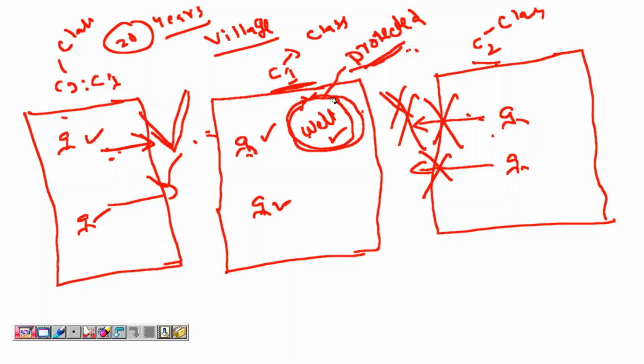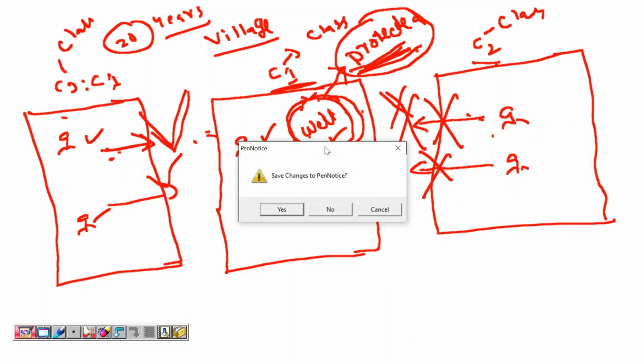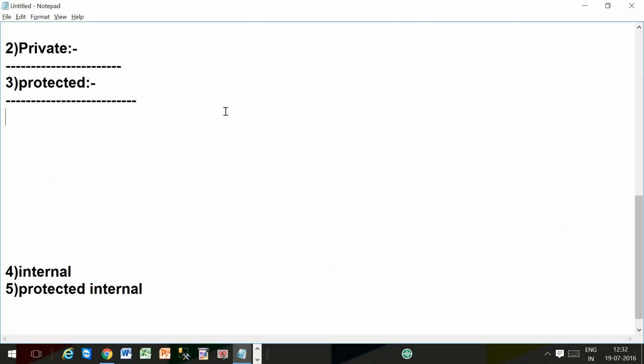So we identified that protected members are those which can be accessed by the current class and the derived class. Our story is complete. These are all generalized examples I have given.